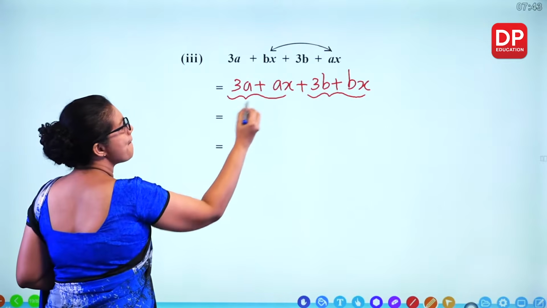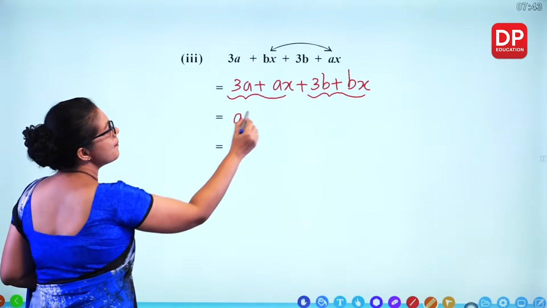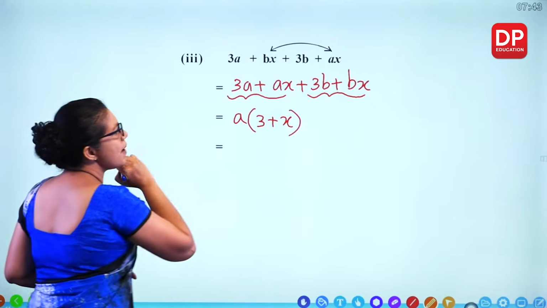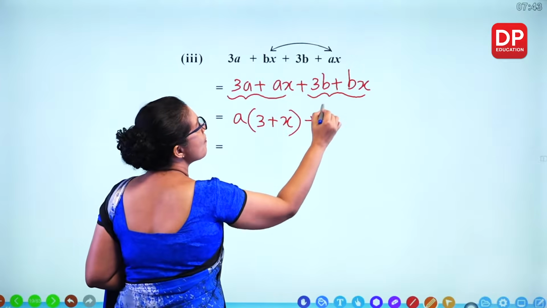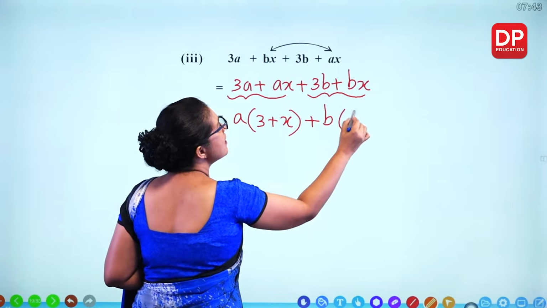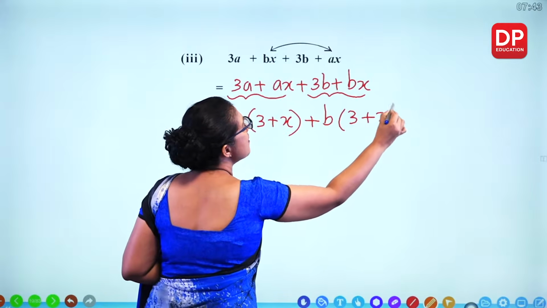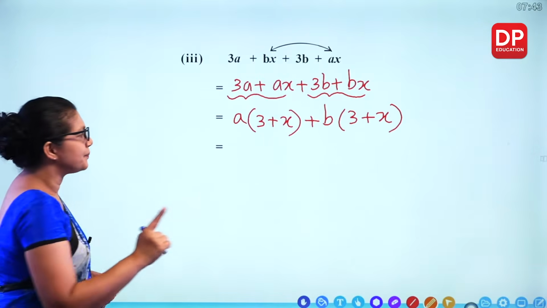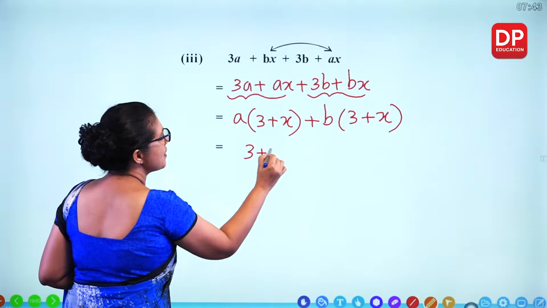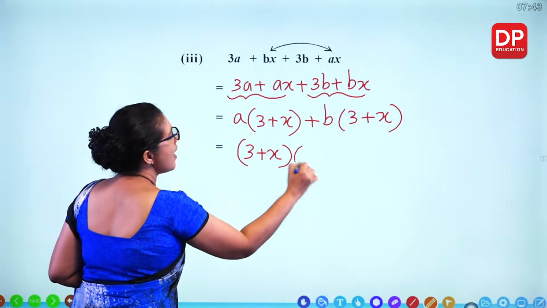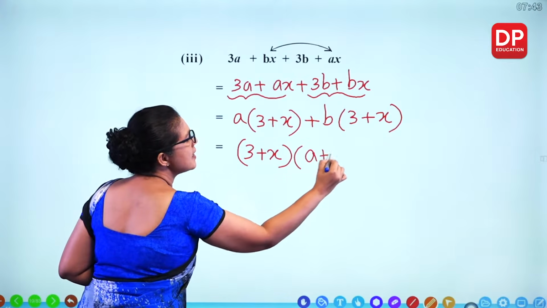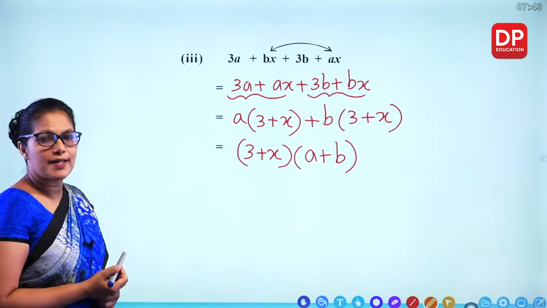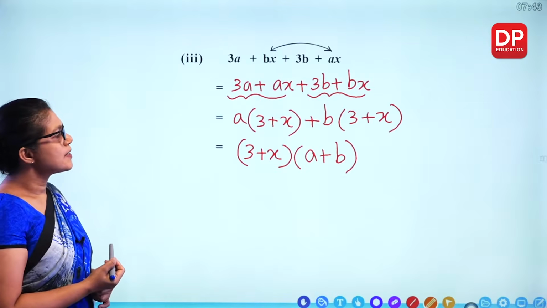What's common there? A is common. When you take a out, 3 plus x is remaining. From these two, b is common. 3 plus x remains. Now 3 plus x is common. So you can take 3 plus x out and write down the remaining factor inside. So you get 3 plus x into a plus b.